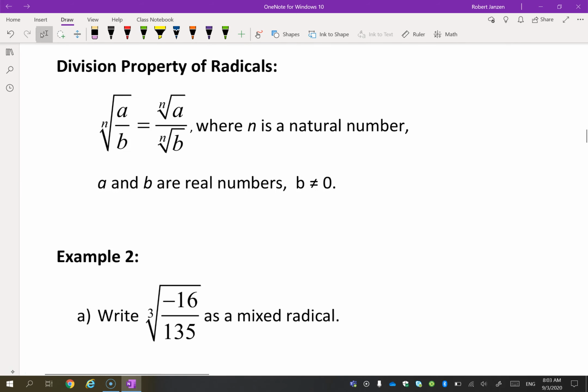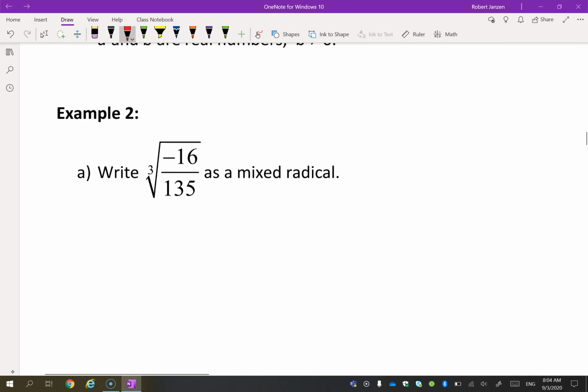We should quickly talk about the division property of radicals. This is actually pretty self-explanatory. If you see an entire radical like this, you can break it up into just having the radical on the numerator and the denominator. And you've actually done this already, right? If I see this, I can think of this as being the cube root of negative 16 over the cube root of 135. That's all the division property of radicals means. I can split it up like that. And now I can simplify.